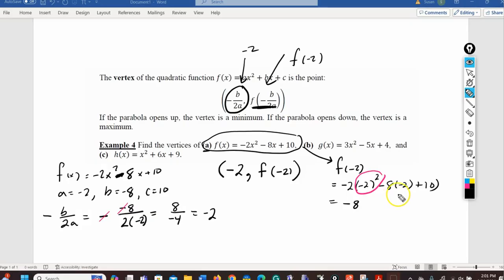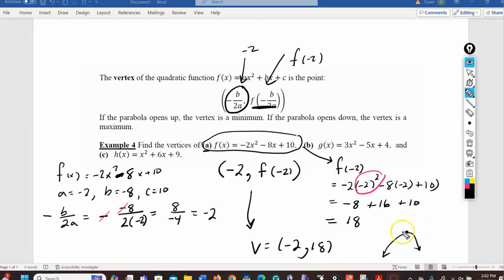Then we have -8 times -2, which is +16. And then +10. And -8 plus 16 is 8. And 8 plus 10 is 18. So my vertex is -2, comma, f of -2, which is 18. And is it a minimum or a maximum? If you look at the graph, it's going to be a maximum.